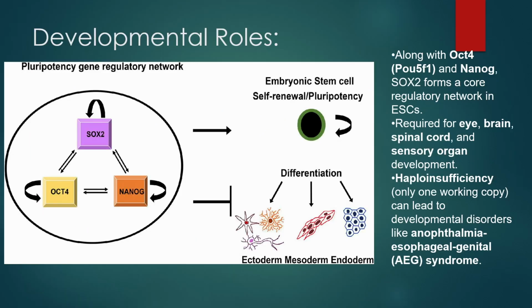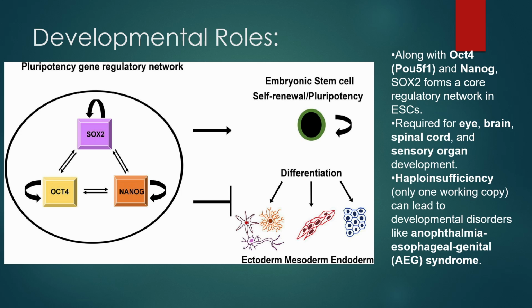Now, some of the developmental roles where SOX2 is involved: along with other factors like OCT4 and NANOG, SOX2 forms a core regulatory network in embryonic stem cells. You can see in this diagram, SOX2 forms a triad. It coordinates with OCT4 and NANOG to help in growth of embryonic stem cells, self-renewal, and pluripotency.